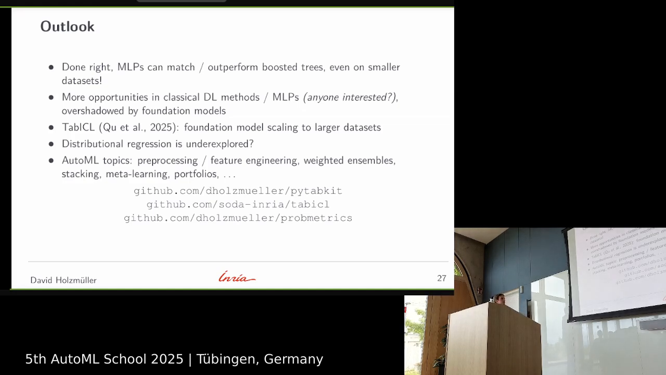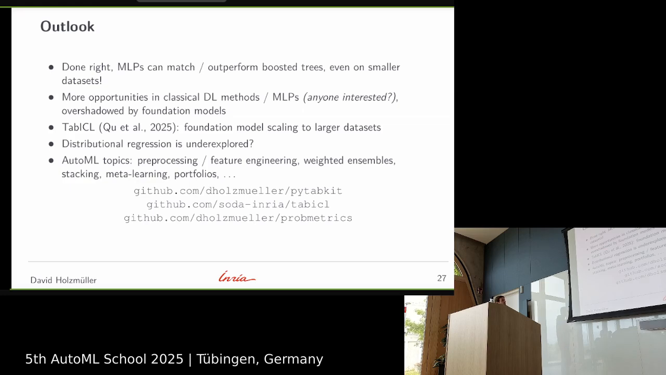So, and we're also working on foundation models, so I'm kind of torn between those domains. Like we have TabICL, which is a foundation model scaling to larger data sets up to 100,000 samples. And we're continuing to work on that. One thing I found to be a bit missing from the literature is distributional regression. You don't see it in the standard tabular benchmarks, but I find it interesting at least.